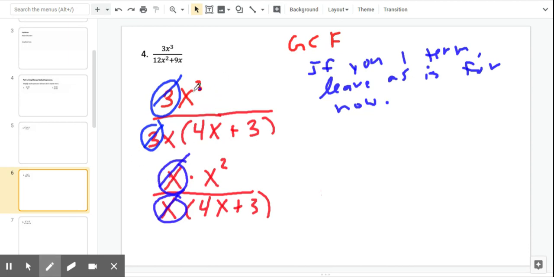Another way you could think about this is using exponent rules. You have x cubed over x to the first. 3 minus 1 is x squared. But just to stay consistent with what we're doing in this section, canceling factors, you could also just factor out the x like this, cancel it out, and then what you're left with is x squared over 4x plus 3.